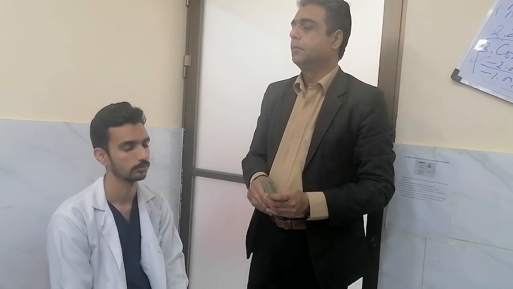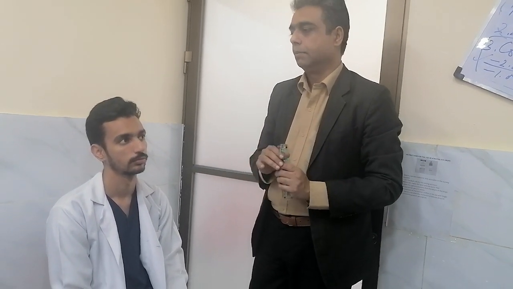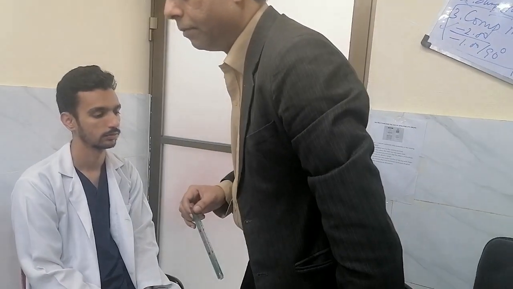It is 20 millimeter. Normally it should be more than 15 millimeter. If it is below 15 millimeter, then it is fair levator function. If it is even lower, then it is poor. And there is a classification: if it is less than 5 millimeter, it is non-functional. These theoretical things are written.